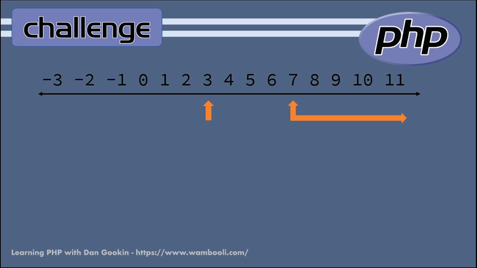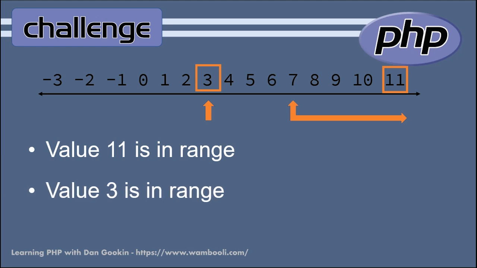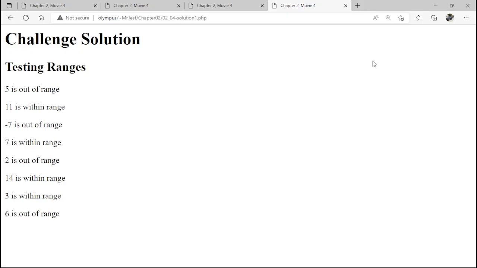For example, the value 11 is within range as it's greater than 7. The value 3 is also within range as it's equal to 3. But other values are not in the range, which should be reflected in the output. Here's what my solution looks like in the browser. Try this challenge first before you check my solution code.